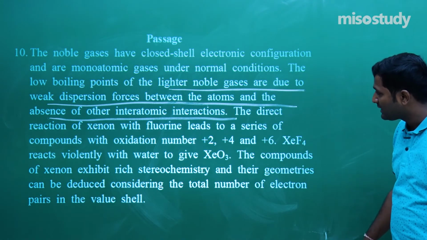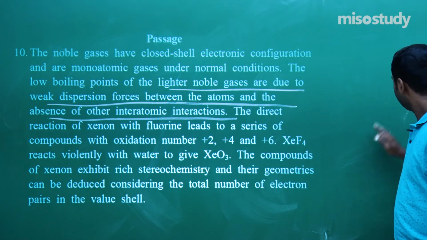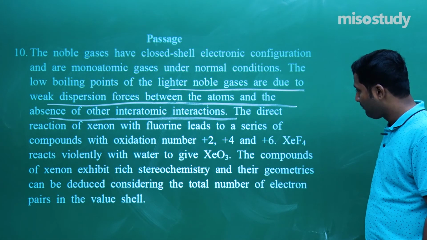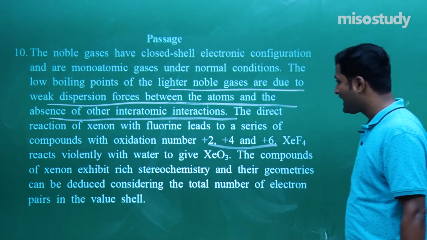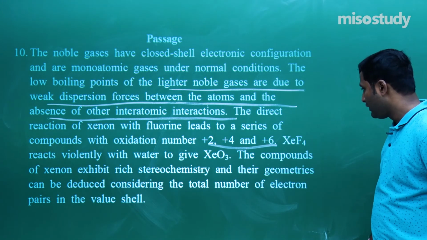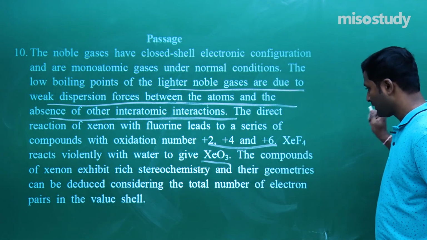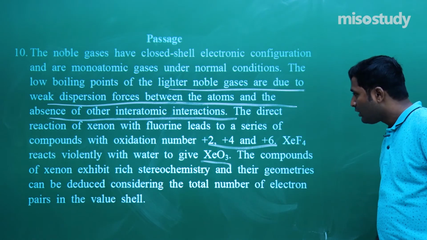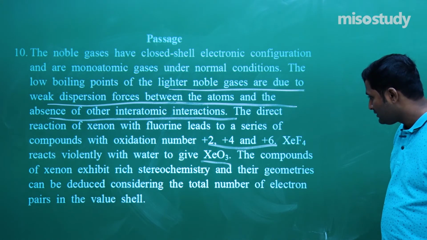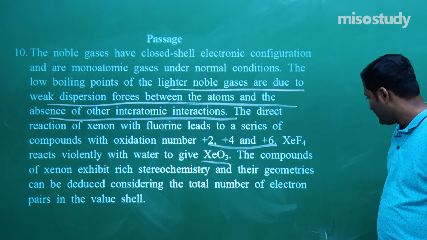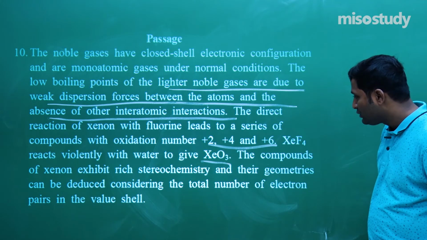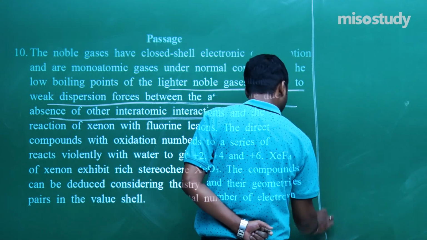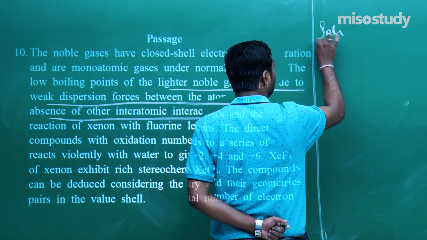The direct reaction of xenon with fluorine leads to a series of compounds with oxidation numbers +2, +4 and +6. XeF4 reacts violently with water to give XeO3. XeF6 also reacts. The compounds of xenon give rich stereochemistry, and their geometries can be deduced by considering the total number of electron pairs in the valence shell. This is the complete passage. Now check out the questions.